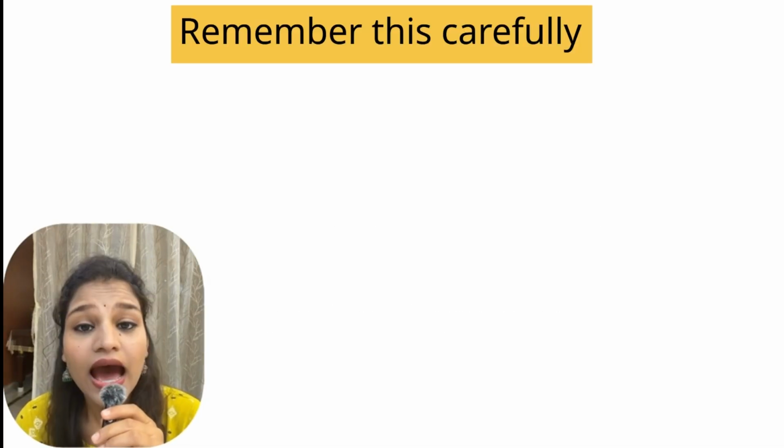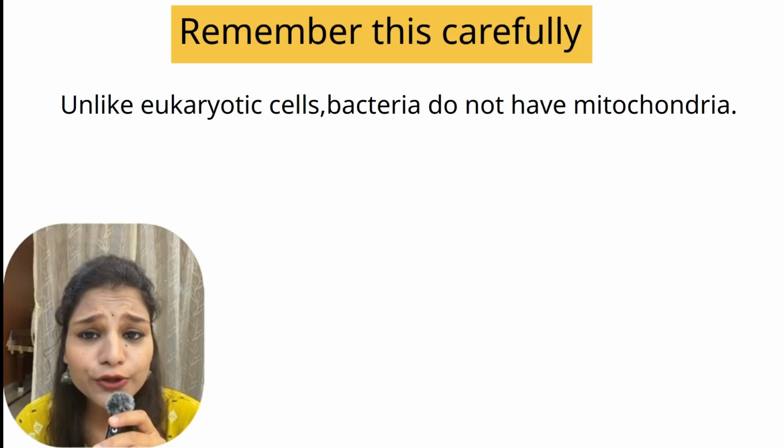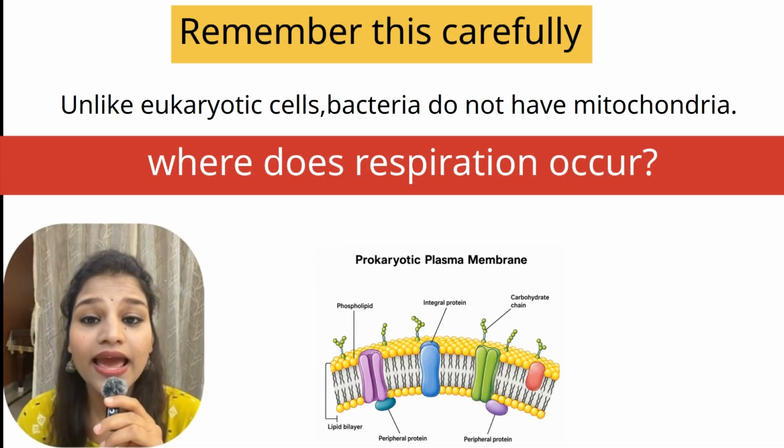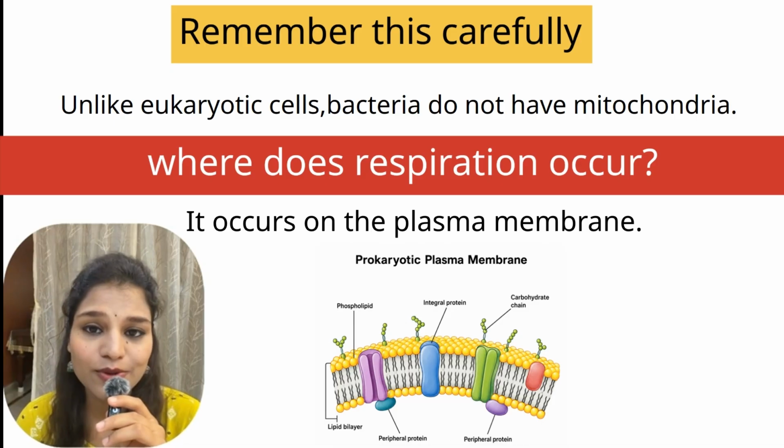Remember this carefully. Unlike eukaryotic cells, bacteria do not have mitochondria. So where does respiration occur then? It occurs on the plasma membrane. This is one of the most frequently asked concepts in biology exams.